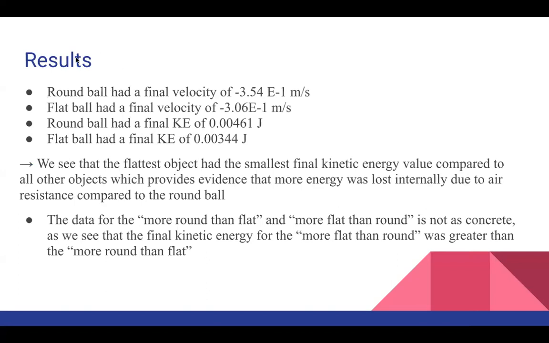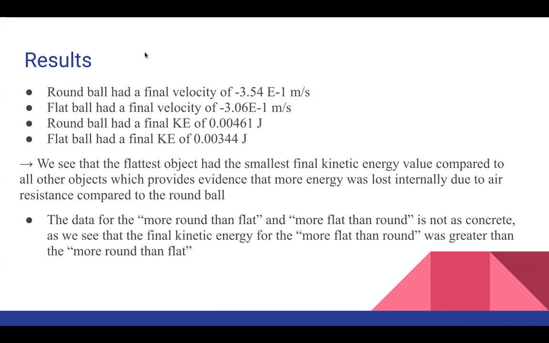Okay, so kind of just wrapping up, we saw that the round ball had a greater final velocity than the flat ball, and it also had a greater final kinetic energy than the flat ball. And so we see that the flattest object had the smallest final kinetic energy compared to all the other objects, which may provide evidence that more energy was lost internally due to something like air resistance compared to the rounder ball or the rounder objects.